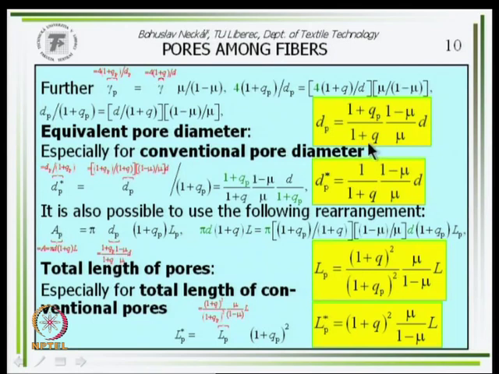Q is a shape factor of fibers. Mu is the packing density. How is the density of fibers in our structure? D is the equivalent fiber diameter. Only one quantity on the right hand side brings us difficulties: QP. What is QP?